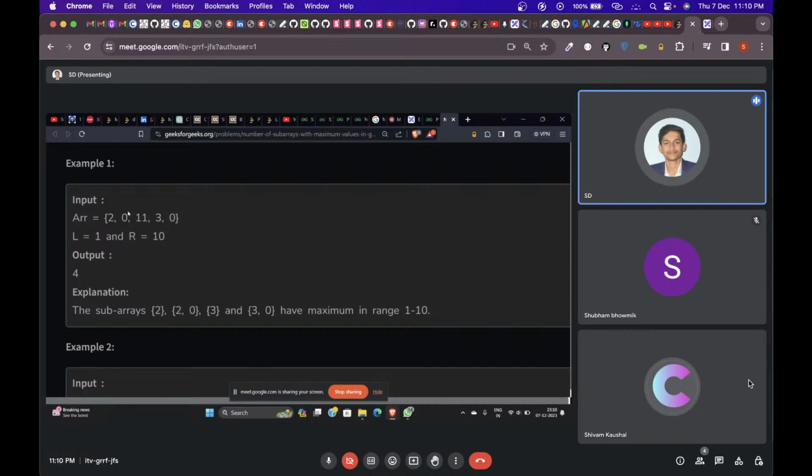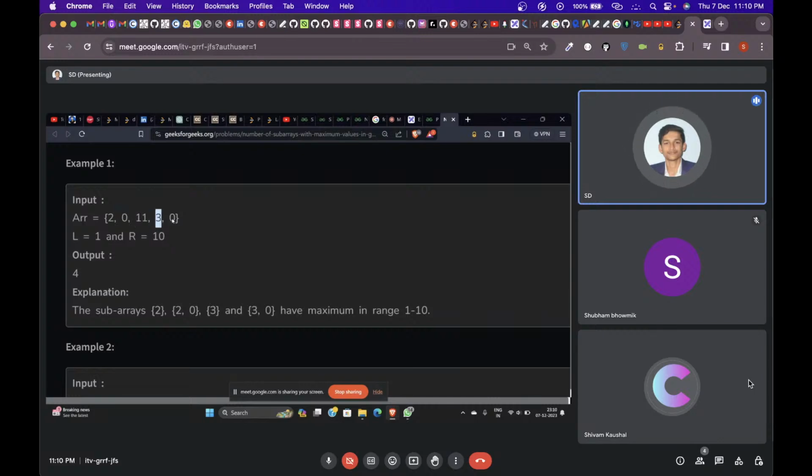Now if we consider 0 as a subarray, then we can find that 0 is smaller than 1. So we cannot include this as our subarray, and we will move forward. Then we will arrive at 11. Here the maximum element is 11, and it is bigger than the upper limit. So this cannot be included. Now we move on forward.